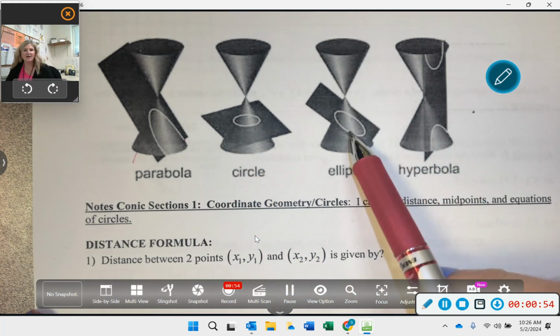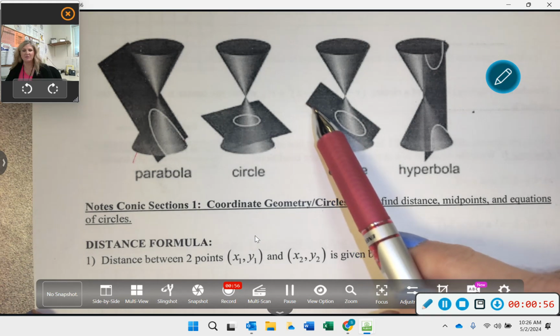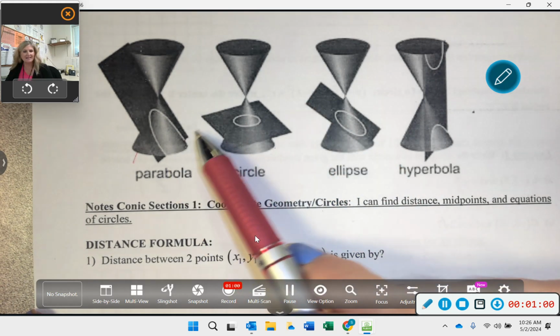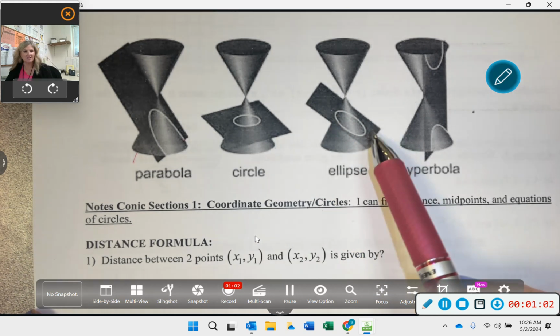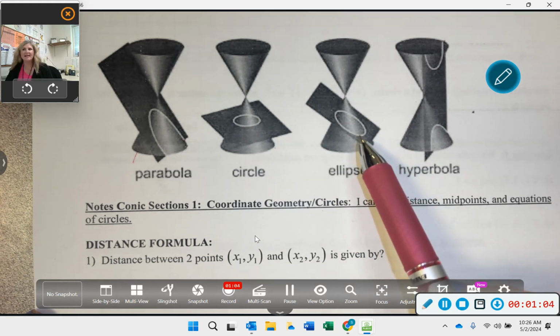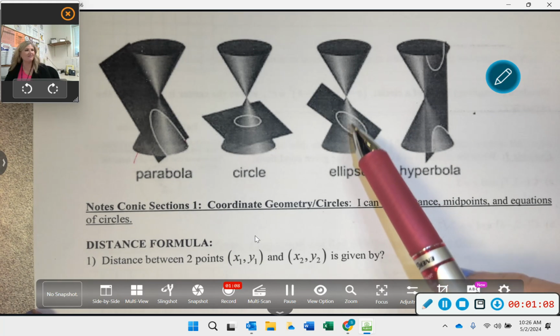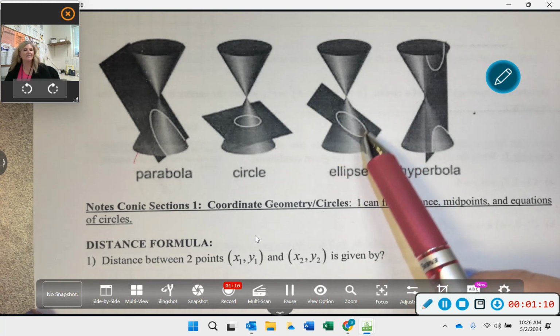If we have the cones and we take a plane through at an angle like this, where it does not cut through the base, then we're going to end up with a shape called an ellipse. And when we have the planets going around the sun, they follow an elliptical pattern. That's the reason why we study ellipses.